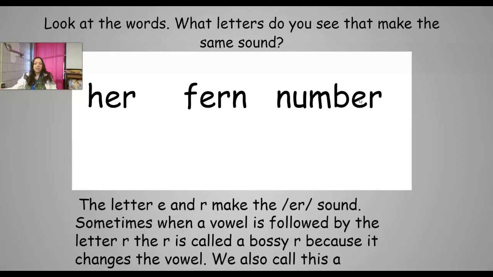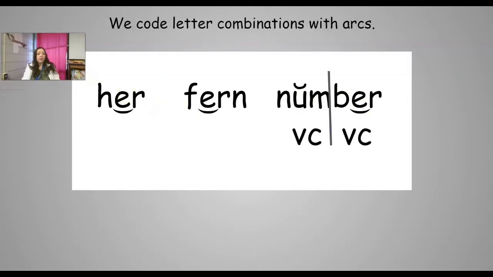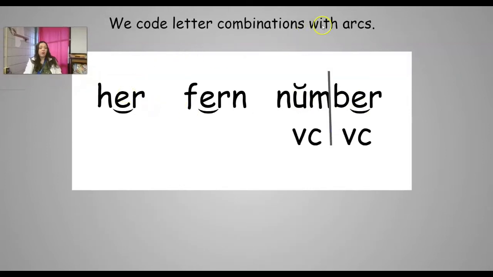Okay? Besides calling it that, we also call it a vowel combination, because that E and the R come together, which we'll talk more about. We code letter combinations with arcs. So look, this E and the R, we arc it and connect it underneath. And then over here, we can break apart the word and we still arc it and connect it underneath. So when we see that ER together, we know we need to put that arc because we can't sound it out like we normally would sound out a CVC word.